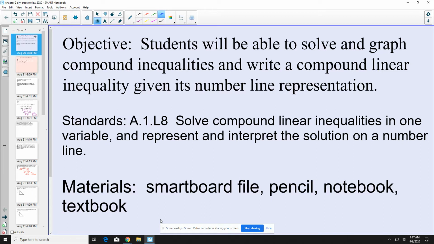So our test tomorrow is over Chapter 2, and this is on solving inequalities. So you need your notebook out and pencil out. We're going to practice for our test tomorrow.